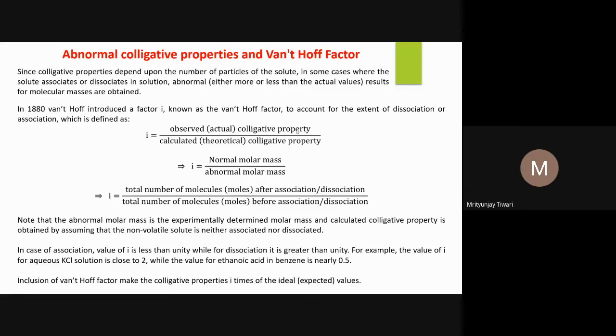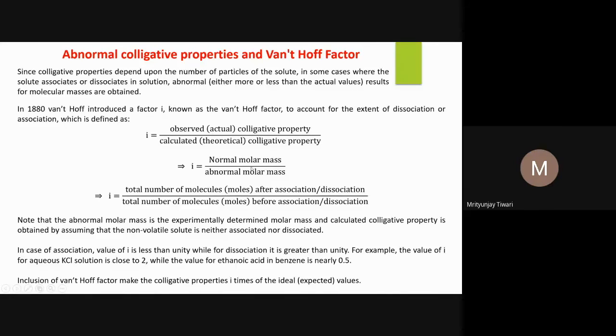Similarly, we can also calculate this Van 't Hoff factor, the i, which is the extent of dissociation or association, as the normal molar mass divided by the abnormal molar mass. Normal molar mass here is the theoretically calculated molar mass. This we calculate from the molecular formula, and whatever mass you expect from the molecular formula is the normal molar mass.